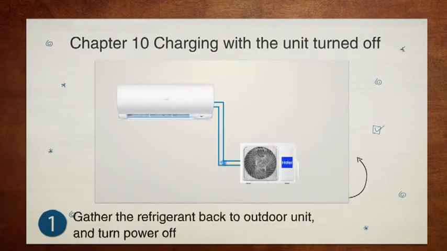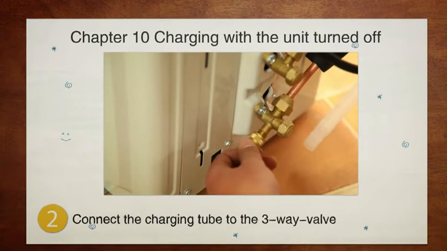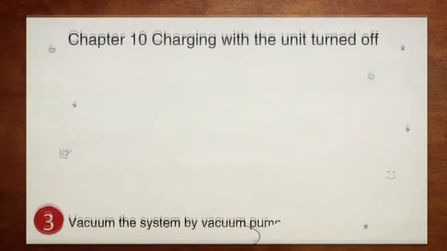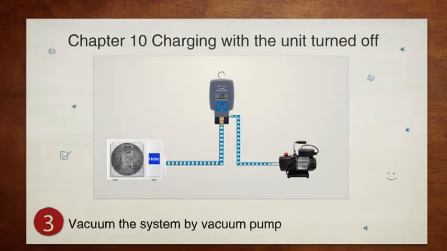Number 1. Gather the refrigerant back to the outdoor unit and turn power off. Number 2. Connect the charging tube to the three-way valve. Number 3. Vacuum the system by vacuum pump.